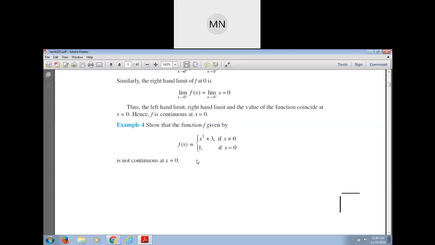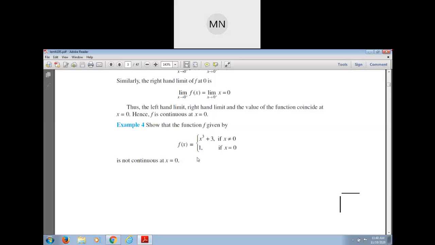F of 0 will be what? 0? See the definition of the function. How can we tell f of 0 equals 0? If x equals 0, it is what? I am not saying about limit x tends to 0. I just say about f of 0. Okay? I am not asking about limit x tends to 0 minus or x tends to 0 plus. I just tell about f of 0.